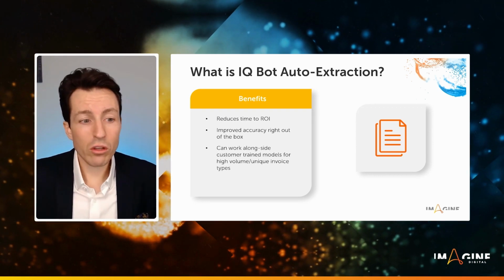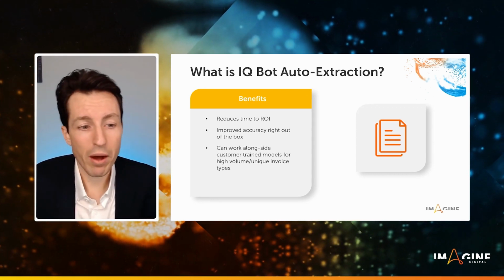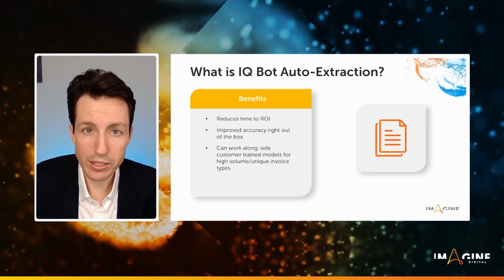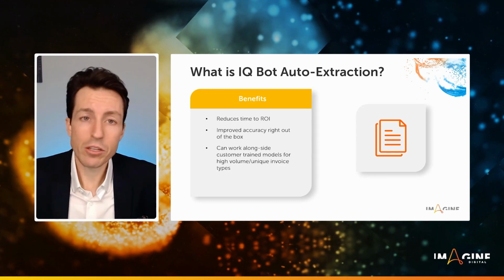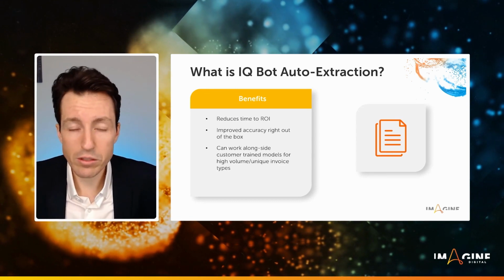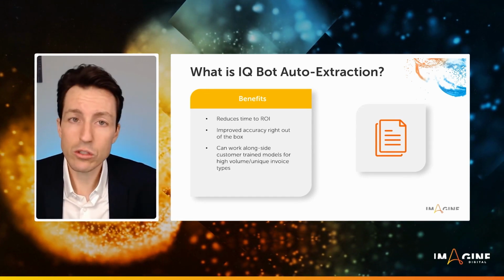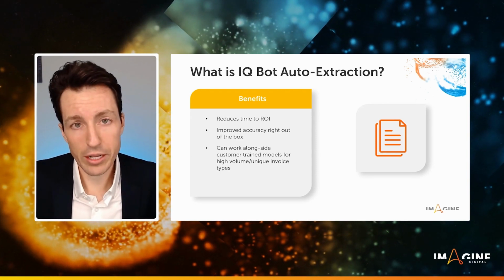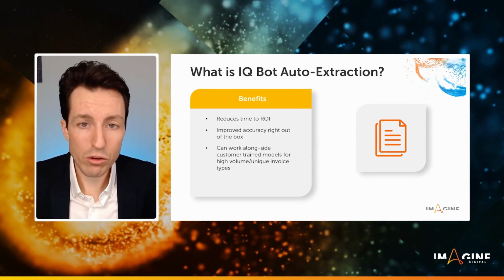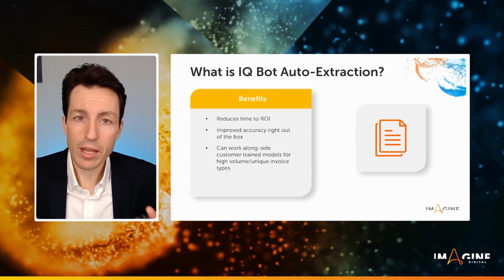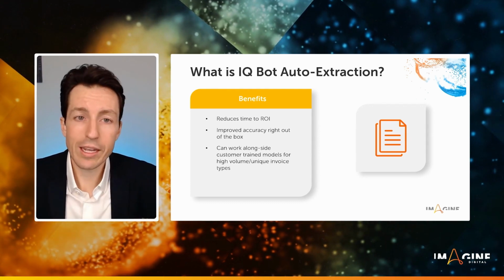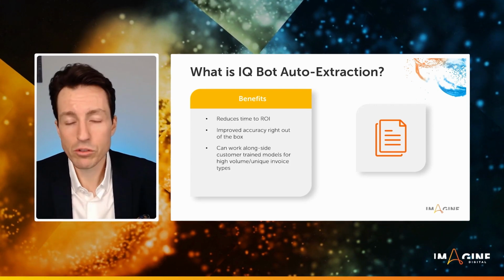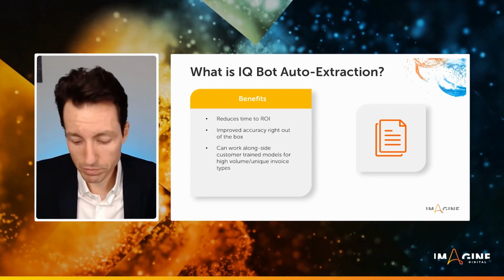Next, it can work alongside the customer trained models for high volume and unique invoice types. So this can work with learning instances that you already have set up. This can also work with brand new learning instances that you might create, where you need at least one group that's defined within that learning instance, and then you can use this auto extraction capability. If the phrases learning instance and group are a little bit new to you, we're going to get into that here in a minute when we do our demo, so I'll make sure to explain all of those concepts.